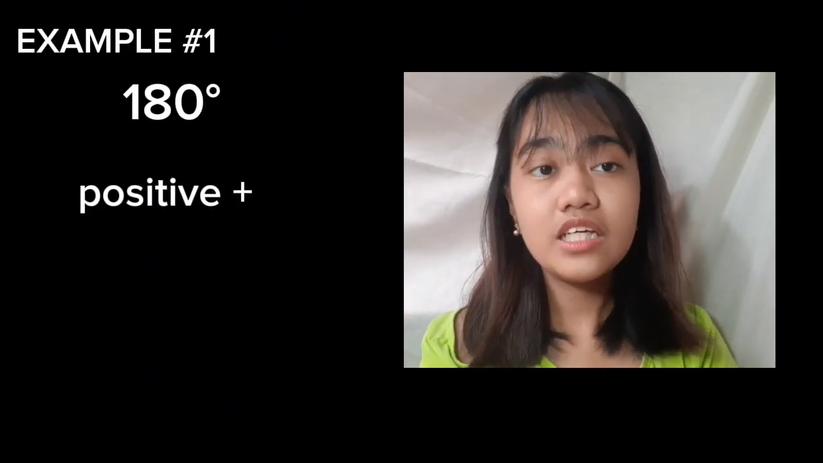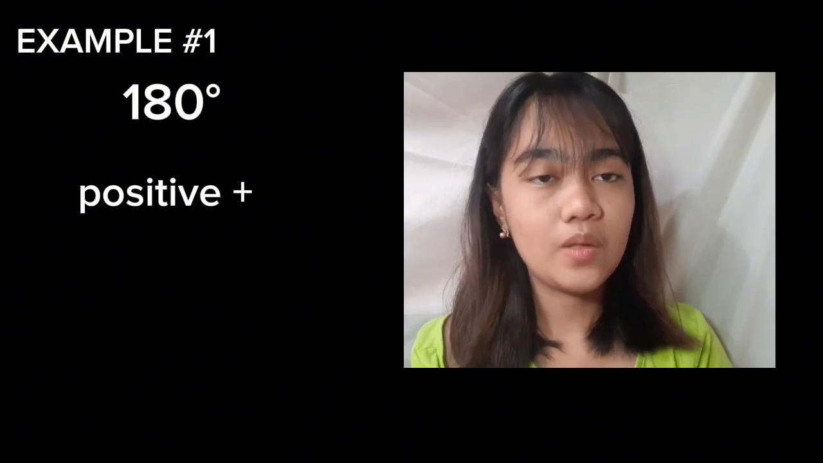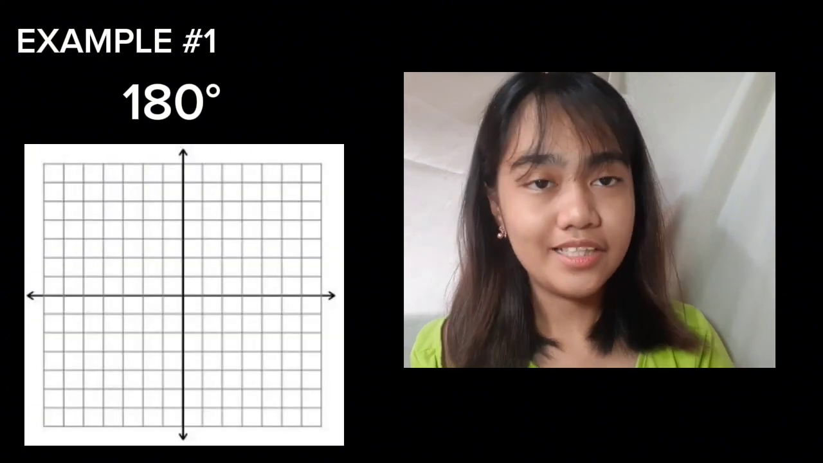Hello everyone, I am Mary and I will give you examples to help you further understand angles in standard position. The first example that I will give you is 180 degrees. If you are given a positive measurement, then you will move the terminal side counterclockwise. Now look at the given. Is it positive or not? Yes, it is. But before that, you need to draw a Cartesian plane.